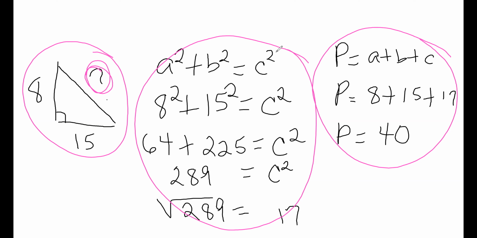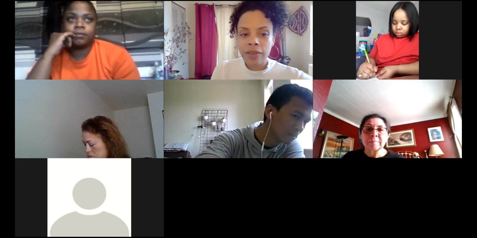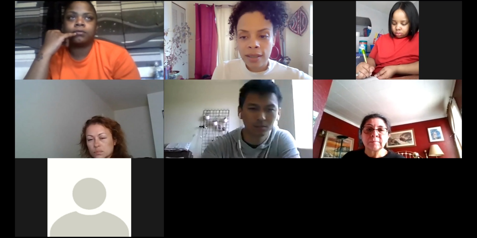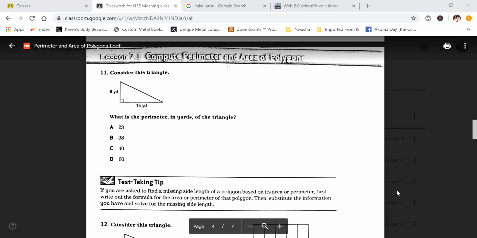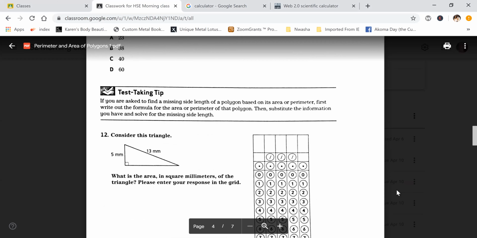And right after that is the test taking tip. So this is what you have to be mindful of, is that you're doing the math tests, but they're using math to test you on other things. So this one is saying, if you are asked to find a missing side length of a polygon based on its area or perimeter, first write out the formula for the area or perimeter of that polygon.